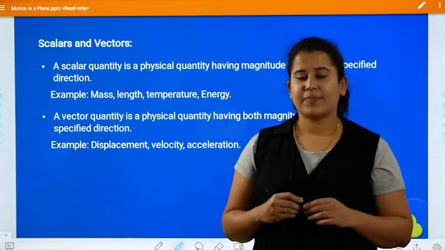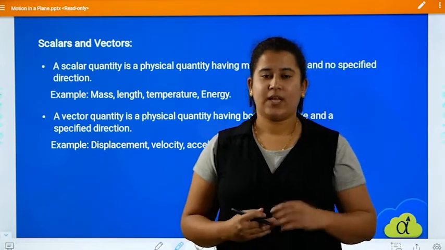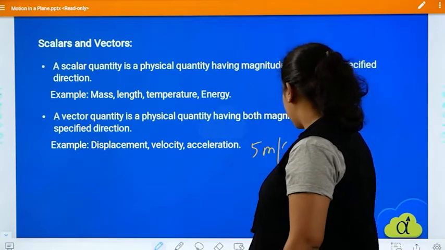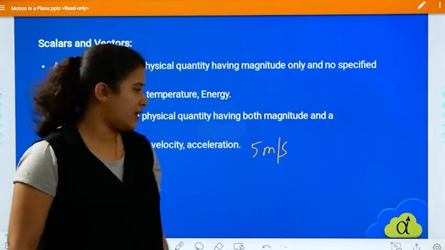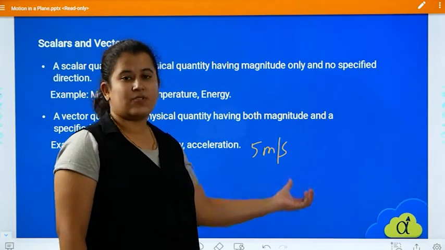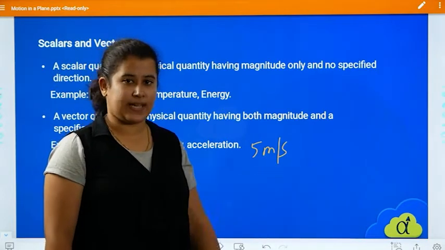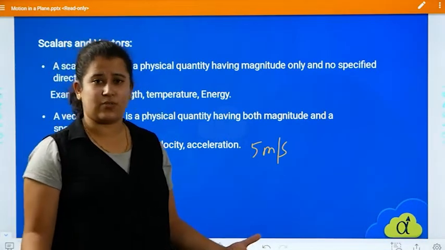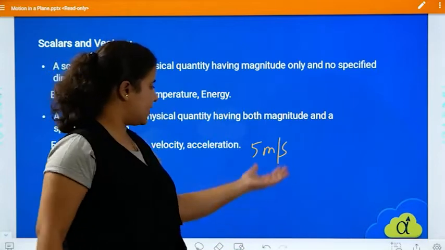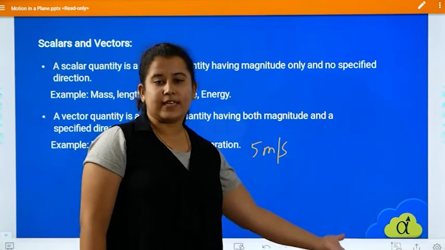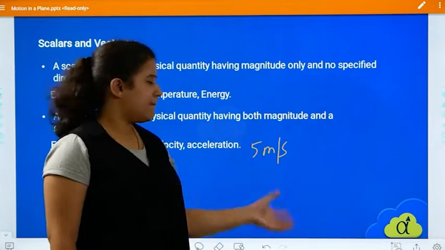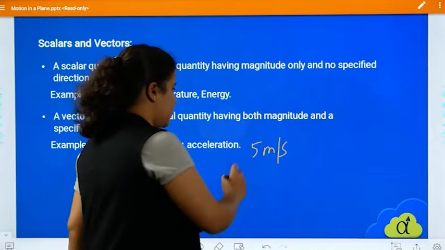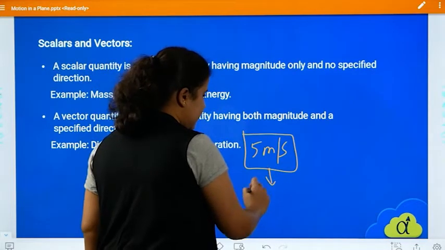So, for example, if a body is moving, just think it is moving at 5 meters per second. If it is moving at 5 meters per second, then what can you say here? We don't know in which direction it is going, whether it is going in the north direction, the south, the east or the west. But we know the body is moving at 5 meters per second. So this type of terms, we take it as scalars.